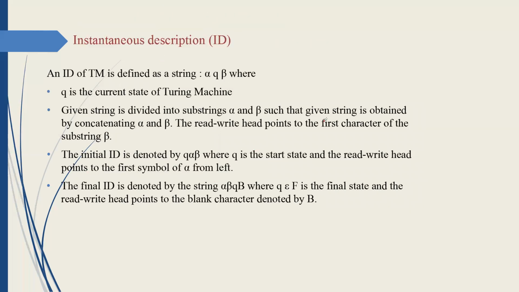See what happens here. If you see this example, how do we define an instantaneous description of a Turing machine? For example, assume that you are in the state Q naught, and the input symbol to be scanned is 0, 0, 1. I'm showing with an example how we are going to tell alpha, beta: Q naught, 0, 0, 1.